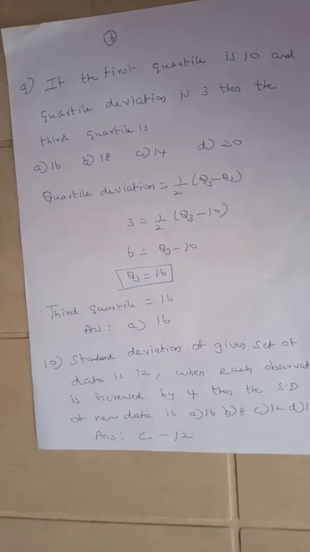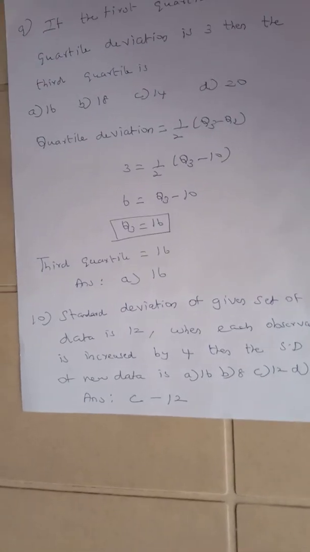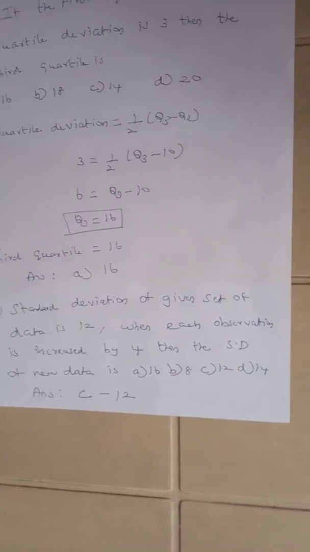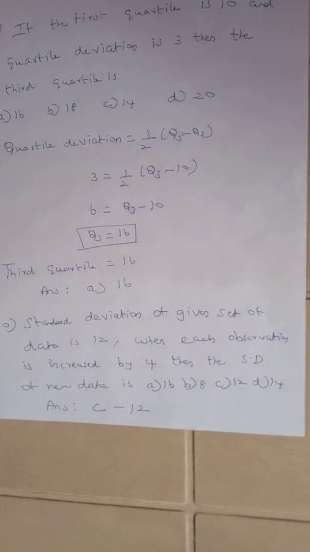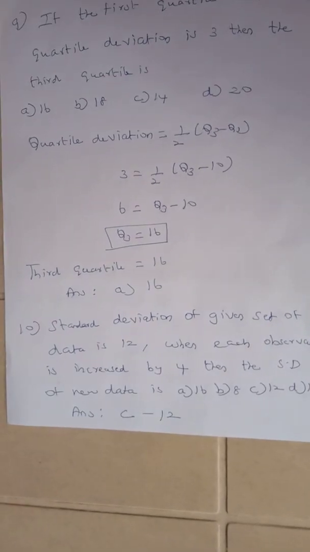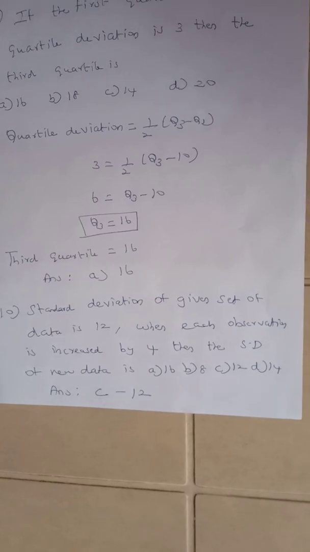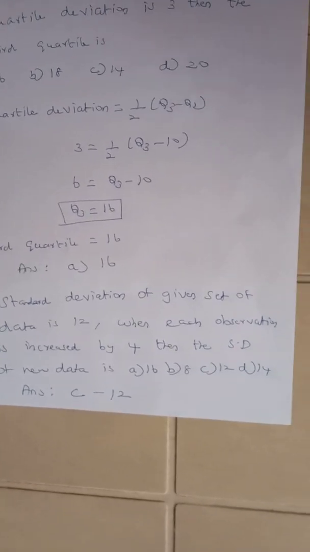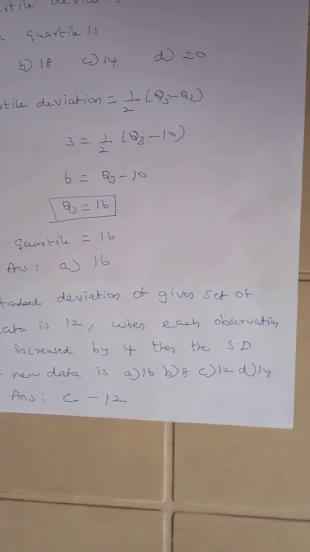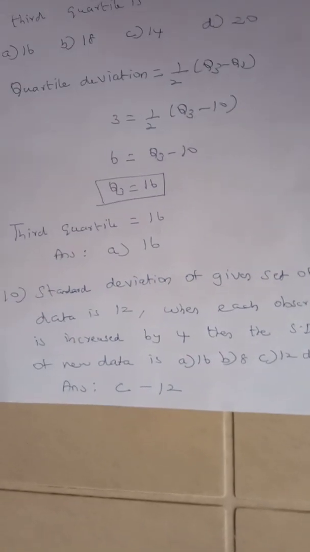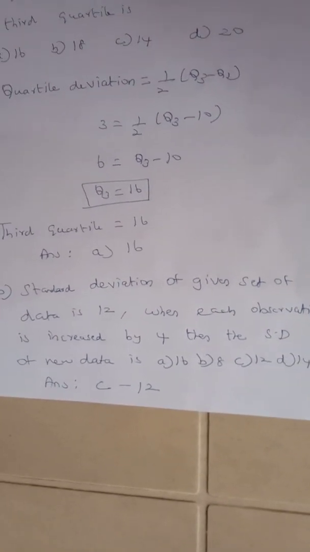Let us move to the last question of this video. Question number 10. Standard deviation of the given set of data is 12. When each observation is increased by 4, the standard deviation of new data is option A 16, option B 8, option C 12, option D 14. So here the correct answer is option C 12.